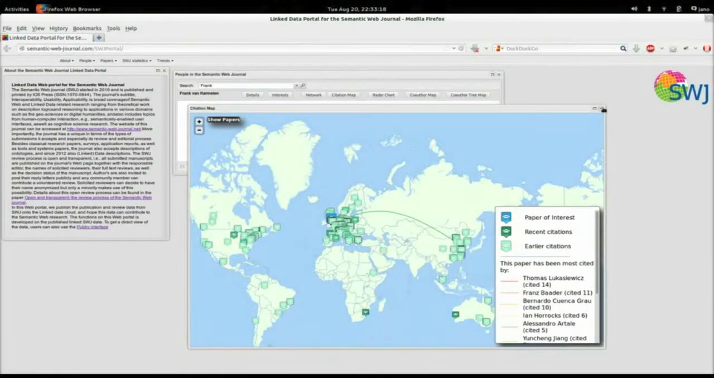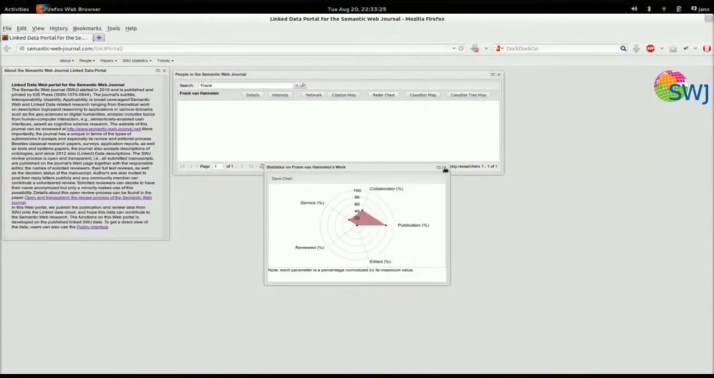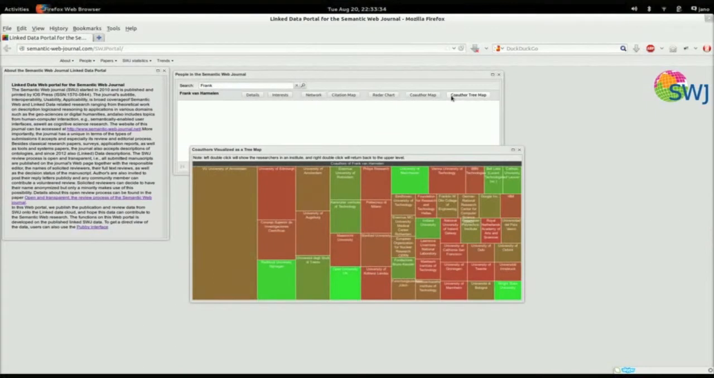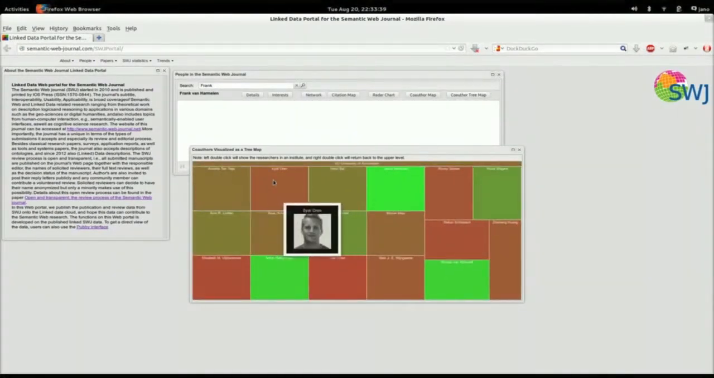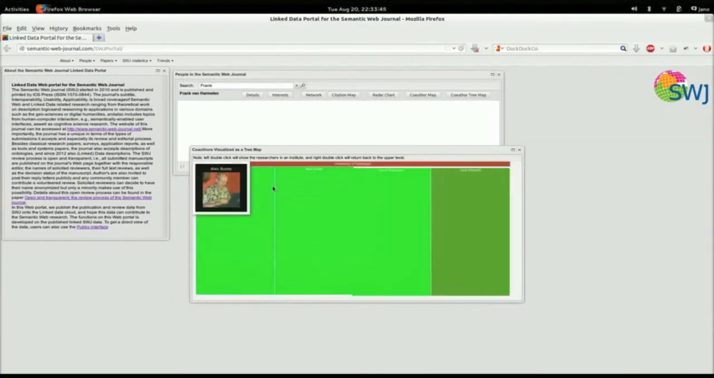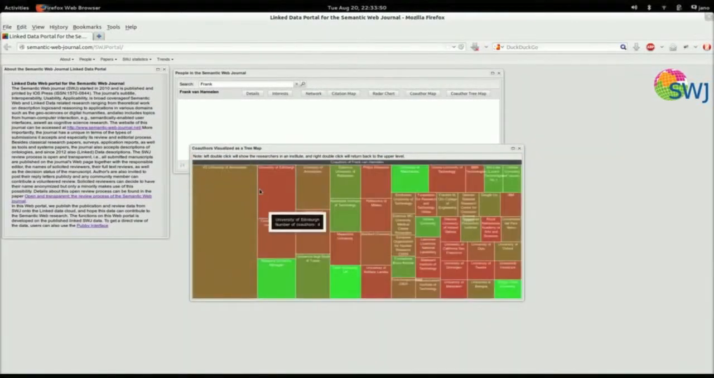Moving on, we can look more at the specific statistics for individual authors. We can see the relation of their collaborators, for example. We can look at a co-author tree map, and this allows us to look at co-authors of a specific author. We can see based on paper, we can see based on the specific institution in which that author is located, and we can see co-authors and other papers that this author has published.